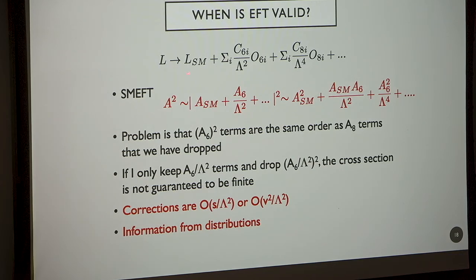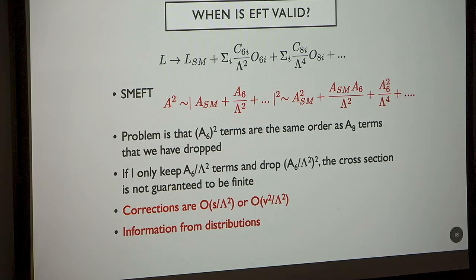So I've got my standard model Lagrangian, I've got my dimension 6 operators, and I've got my dimension 8 operators. So I'm going to calculate some cross-section, which is an amplitude squared. So here I have my standard model cross-section plus my A6 squared. That's just going to be the guy that comes from my dimension 6 squared over lambda squared plus blah, blah, blah. So here are the dimension 6 terms, just the square of this guy, okay?